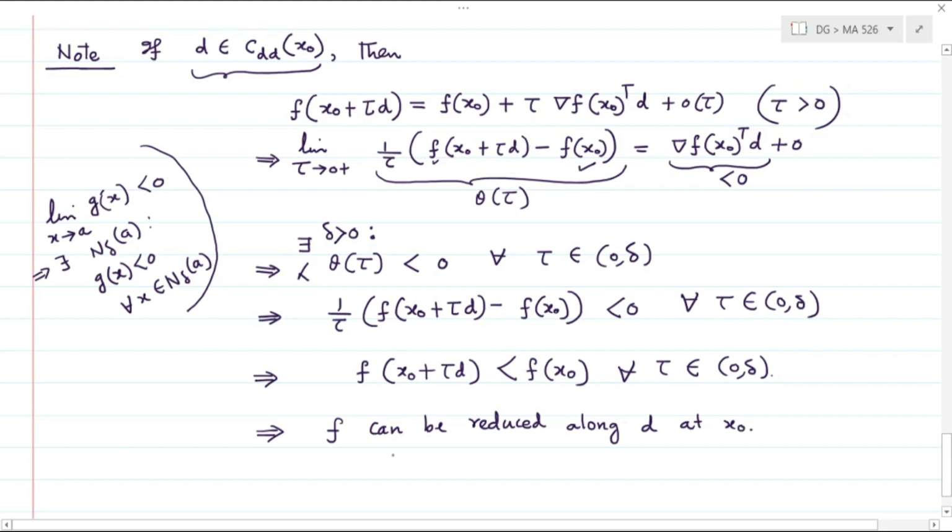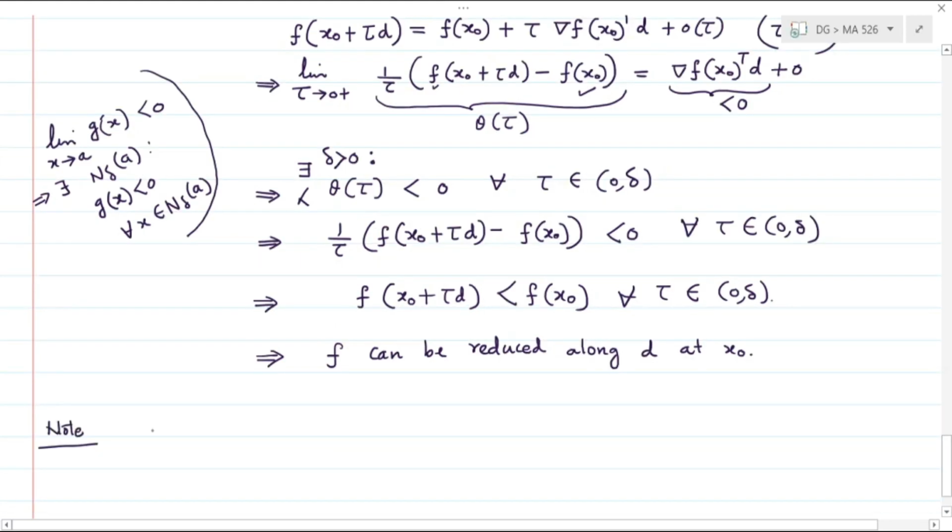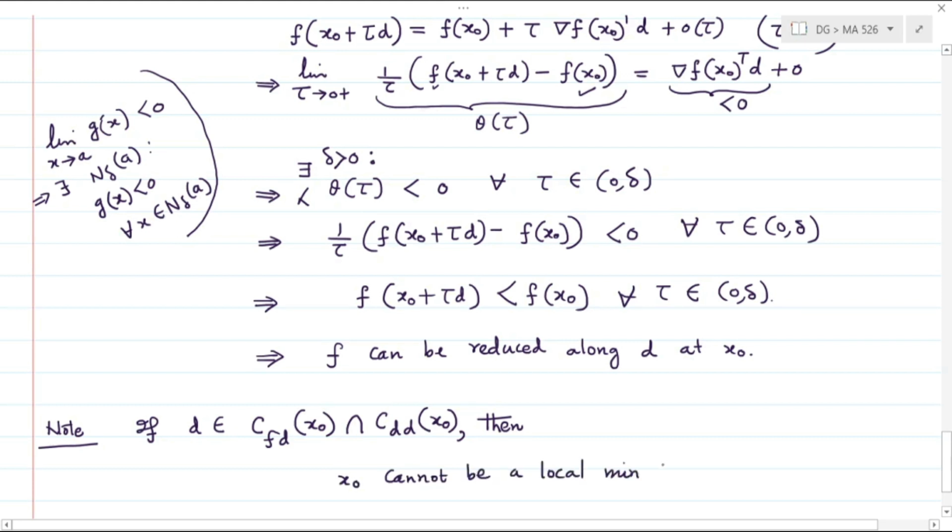And if this is so, then we note that if there is a direction d that is common to the feasible direction at the point x naught, as well as a descent direction at the point x naught, if this happens, then obviously you note that the point x naught cannot be a local minimum, right? Why can x naught not be a local minimum?